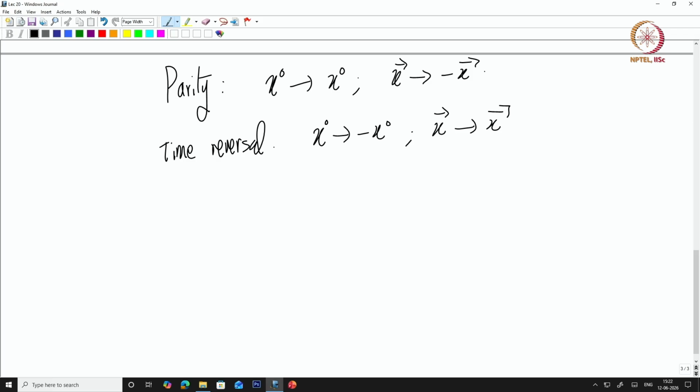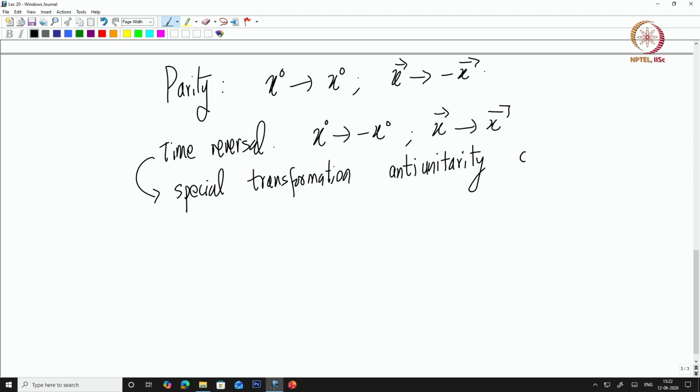Now, the time reversal is a very special property, special transformation, which is an anti-unitary operator. It is an operator which is an anti-unitary operator, meaning that u dagger u is equal to minus 1.